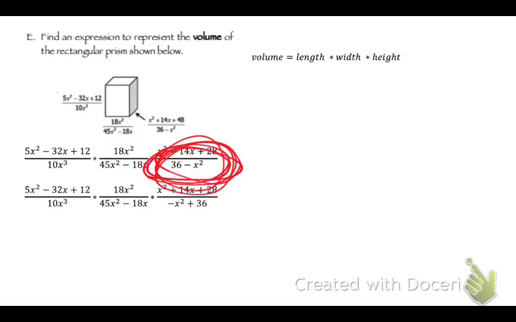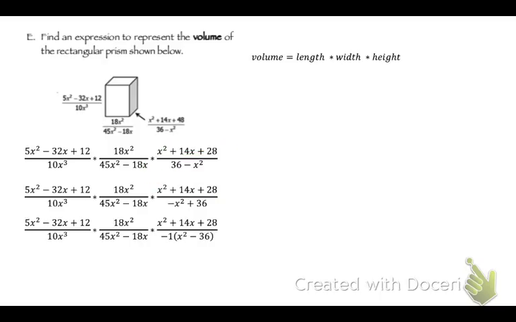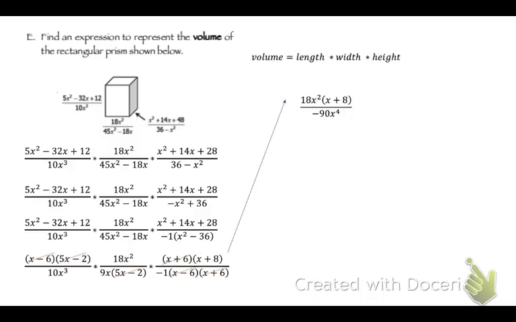Take out that -1. Now we're going to factor everything, so you get x plus 6, or x minus 6, 5x minus 2 over 10x cubed, 18x squared over 9x, 5x minus 2, x plus 6, x plus 8, -1, x minus 6, x plus 6. Those x minus 6 cancel, 5x minus 2 cancel, x plus 6 cancel. So I'm left with 18x squared times x plus 8 over -90x to the 4th.